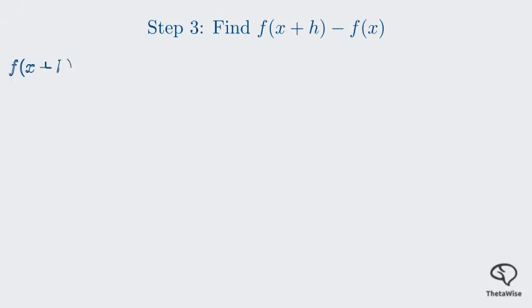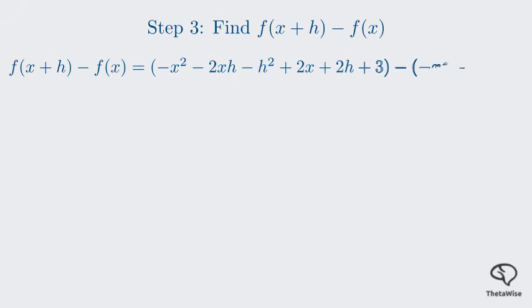That is f of x plus h minus f of x. This step is about subtracting the original function from the expression we just found. We write out our long expression for f of x plus h, and then we subtract, in parentheses, our original f of x, which was negative x squared plus 2x plus 3. The parentheses are absolutely essential here. You must distribute the negative sign to every single term inside.